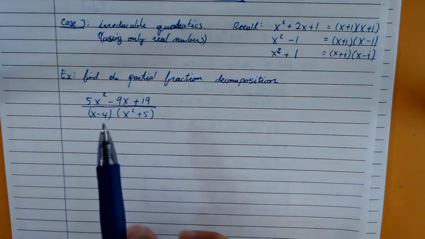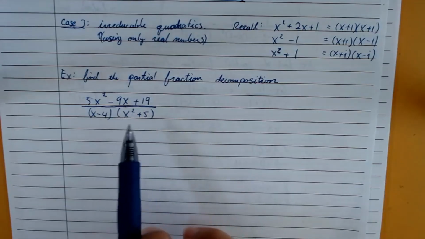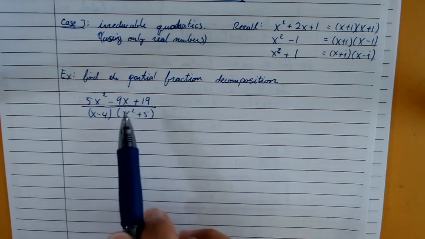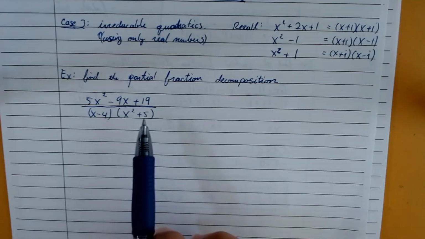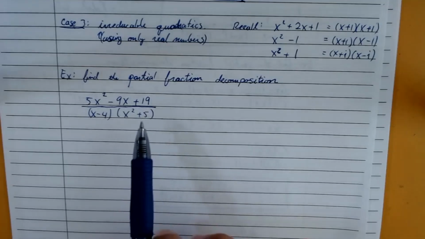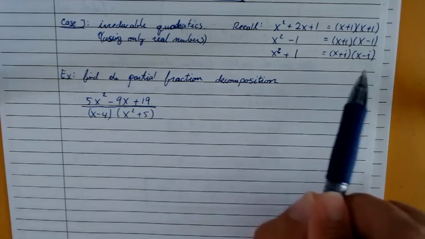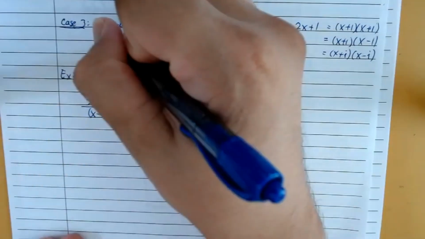Now here we note that we have a linear expression, but we also have an irreducible quadratic. The only zeros of this are complex numbers. You would have either plus or minus the square root of 5 times i. Those are the only zeros of something like this. So that means that you couldn't reduce this any further without resorting to complex numbers. So we call that an irreducible quadratic.